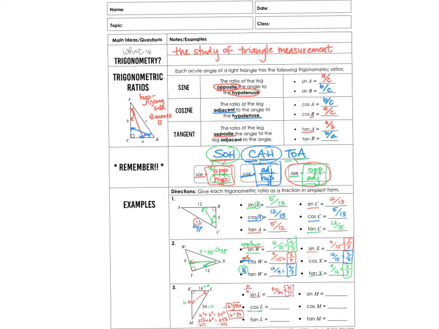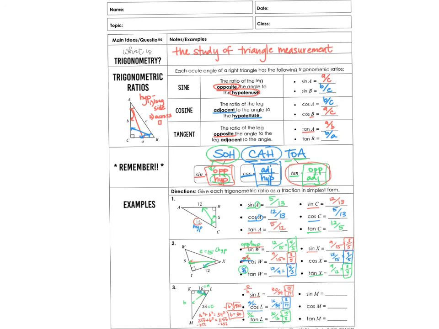Cosine of L is still here. Cosine is adjacent over hypotenuse. So the adjacent is 16 over the hypotenuse, which is 34. So if you divide both of those by 2, you get 8 over 17. And then the tangent of L is opposite, so 30 over adjacent, which is 16. And divide both of those by 2, and you get 15 over 8. And then we do the same thing for sine, cosine, tangent of M.